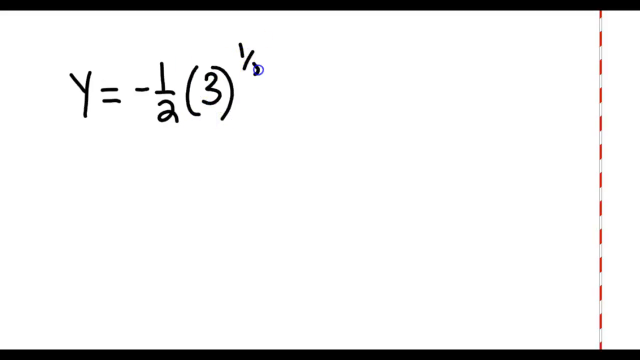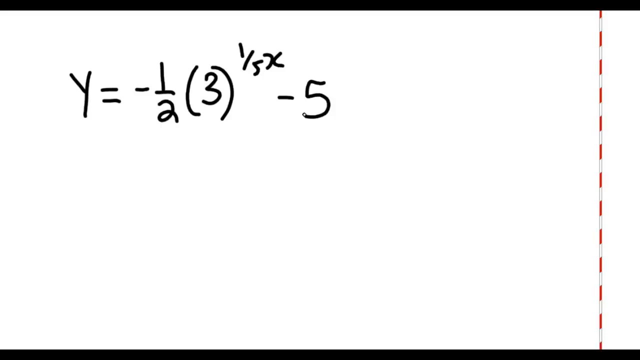Okay, so the next equation we are doing, okay, this is what we have. So we have lots going on. We have a reflection on the x because there's a negative out front. So that means all your y values turn to the opposite sign.